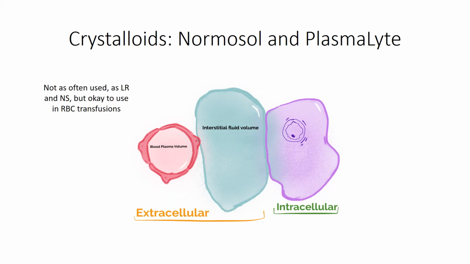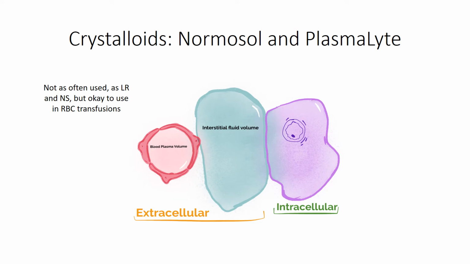Normosol and PlasmaLyte contain magnesium acetate and gluconate without calcium in their solutions. Both of these solutions have a pH of 7.4, and specifically in blood transfusions, you'll see these two used as diluents for red blood cell transfusions. Although not often used compared to normal saline and lactated Ringer's, you rarely see interstitial edema with these compared to normal saline.